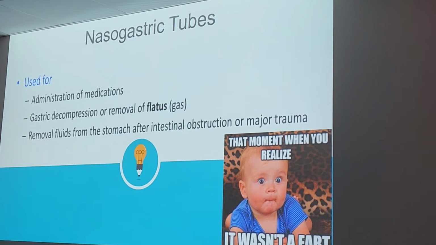So, Melanie, here you go. Nasogastric tubes are used for administering medications, to remove gas or decompress the stomach, or remove fluids from the stomach after intestinal obstruction or trauma. The most common NG tube used for gastric decompression is called the Levin tube, L-E-V-I-N. Yes, this is specifically used for gastric decompression. It's also in your textbook. Other common ones are the Miller-Abbott and the Dobhoff. The main one that we're going to focus on is the Dobhoff.